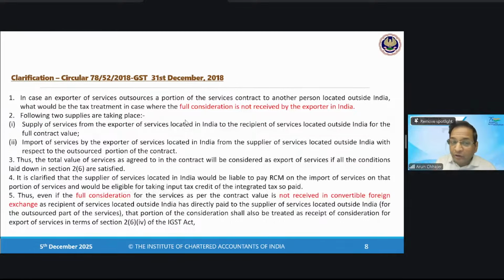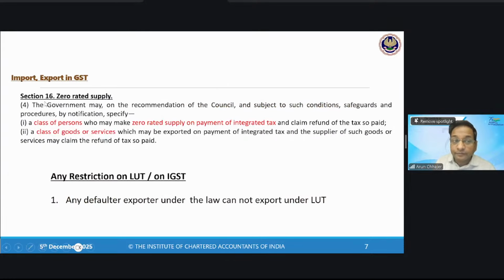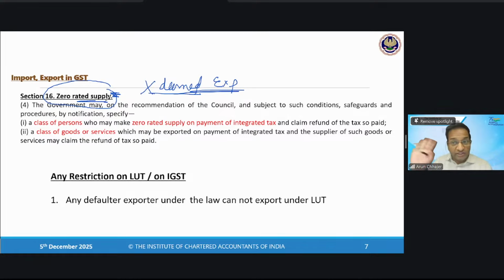It is not because of subsection 4. It is because that zero rated supply does not include deemed export. Deemed export is not the zero rated supplies. Okay.